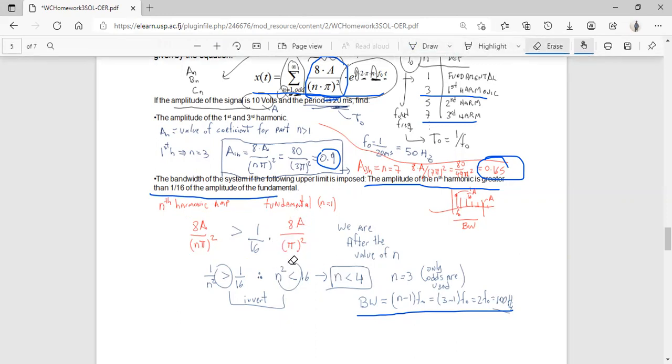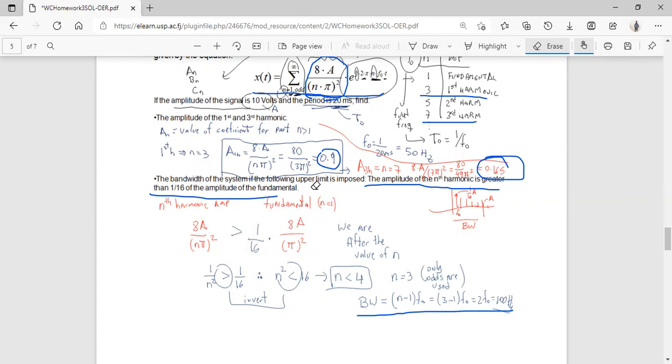Okay. So n is less than 4. Based on this statement, n is equal to 1 in all odd values. We have to consider n is equal to 3. Now we know the n value that is going to give a magnitude or an amplitude greater than 1 upon 16 of the fundamental amplitude.